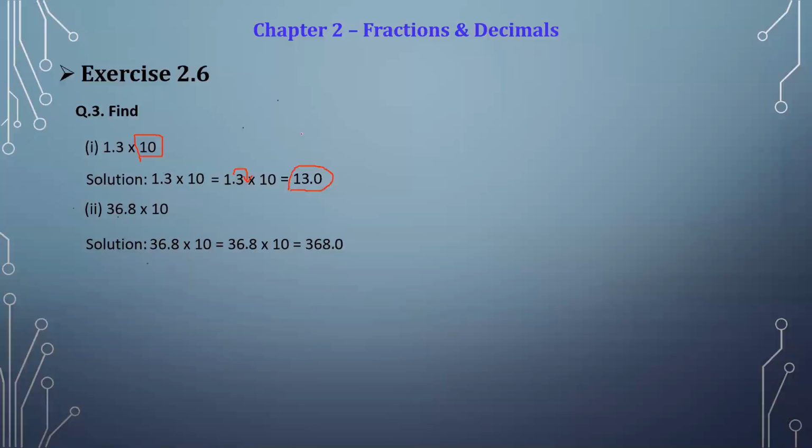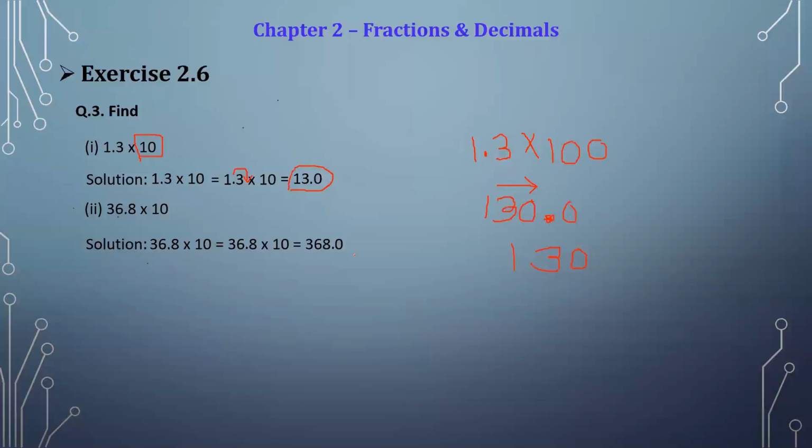So if we take 100, this product is like this, 1.3 into 100. So in case of 100, how many zeros are there? Two zeros are there. In 100, two zeros are there. So we have to shift this decimal point by 2 digits to the right side. So 3 and 0. So these are the two digits. We are shifting that decimal point by 2 digits to the right hand side. So therefore, your product is now 130.0, or you can also write it directly as 130.